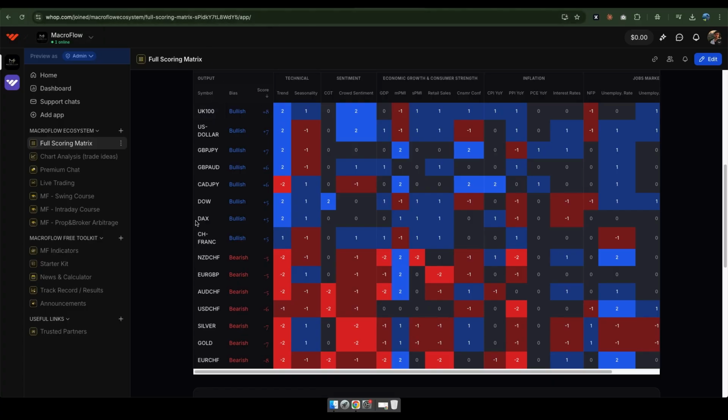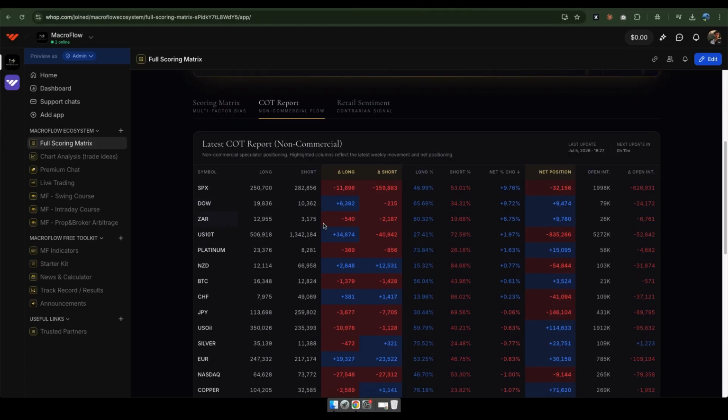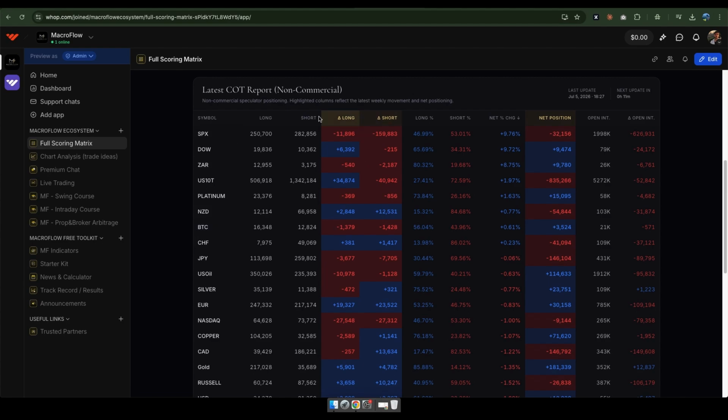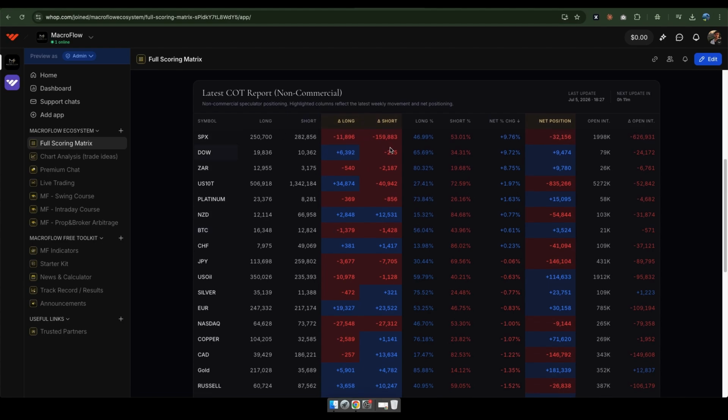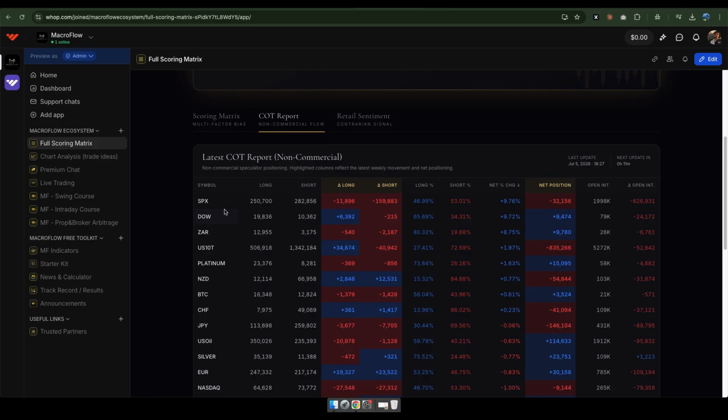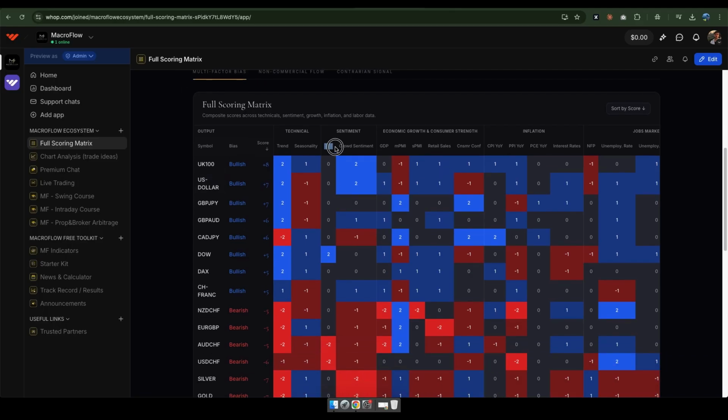What I do next, I also take a look at the COT report to see the latest change. For example, they removed 159,000 contracts from the short side of the SPX, which is the S&P 500. So I expect a really strong S&P 500 because they removed a lot of money from the short side. Even if they didn't increase longs alongside, that's a bullish sign. But the COT report is just another point because it's already included here, as you can see, COT.